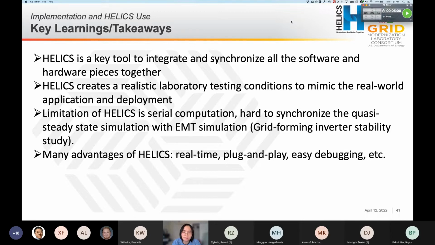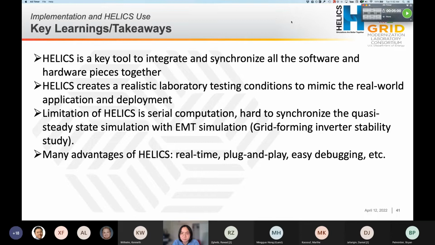Another limitation I see is that it is very hard to synchronize a quasi-steady-state simulation like OpenDSS with an EMT simulation like PSCAD. For an EMT simulation study, like a grid-forming inverter stability study, we did that with OpenRT, but with OpenRT coupled with Helix using UDP communication, there is a large delay compared to the EMT simulation with a time step like 50 microseconds, so the delay is really not negligible for this type of simulation.